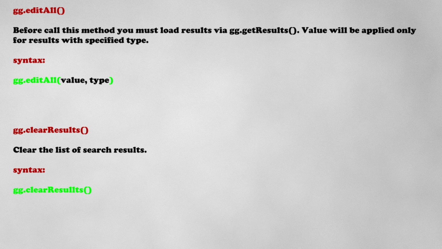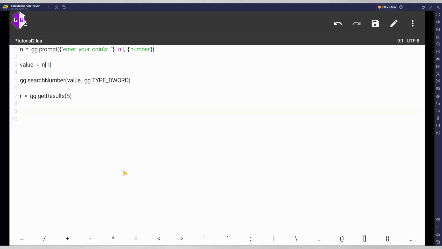The gg.clearResults function clears the list of search results. Syntax: gg.clearResults. Let's use our previous script. Now I am removing this variable, because this function only works on search results, as we see in the description. It doesn't work on results stored in variables. But don't worry, we will learn that also. Before that let's cover the basics. Here I set my edited value and data type. You can take this input from the user and use that input as the value here.